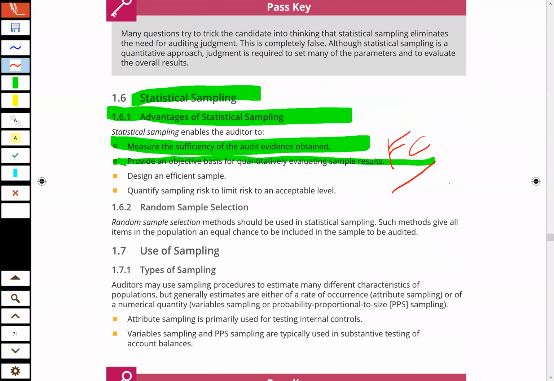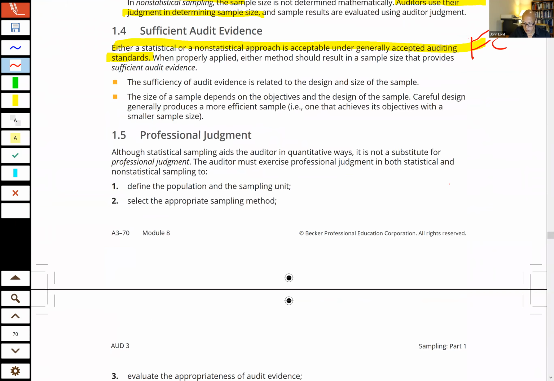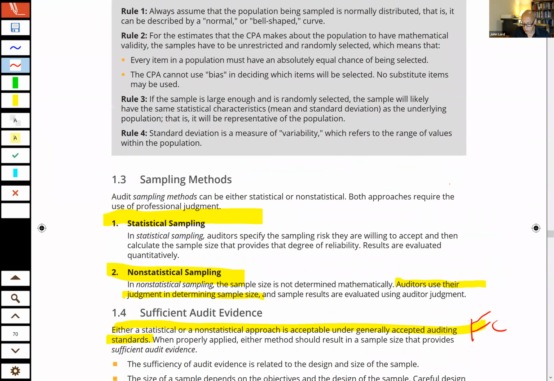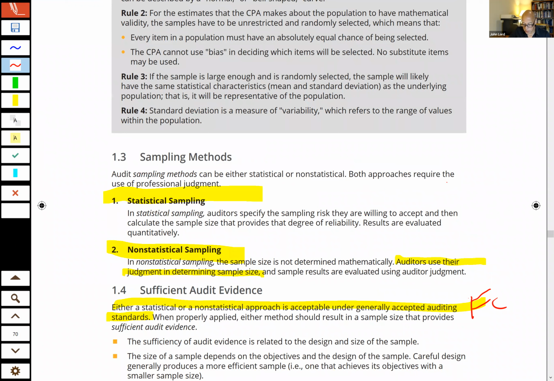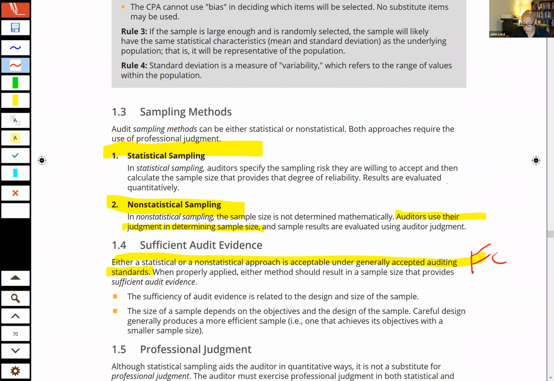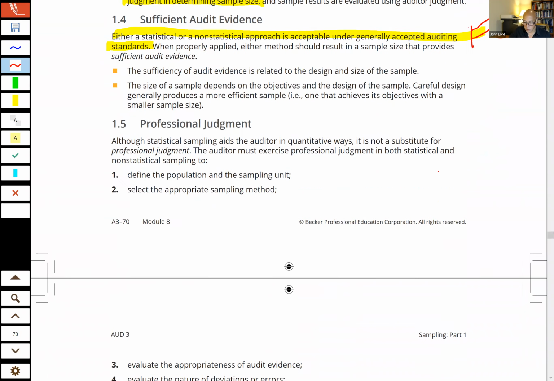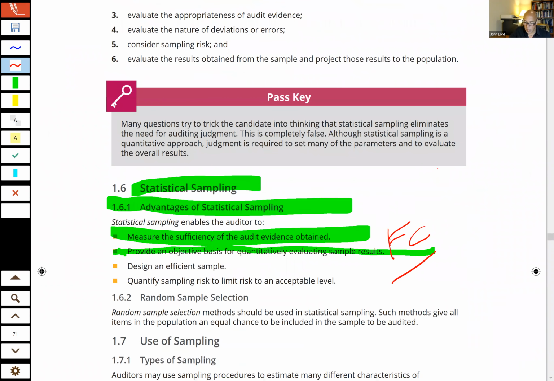Okay, we're resuming the recording now. Make a couple of flashcards regarding statistical versus non-statistical sampling. Either is acceptable under generally accepted auditing standards, and the advantage of statistical sampling is that it allows us to quantify our results. That's why you would want to use it, but you do not have to. Random sampling should be used, so flashcard that. We should use some sort of random sample selection.